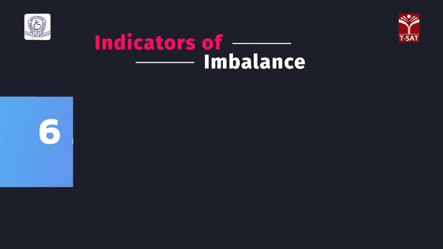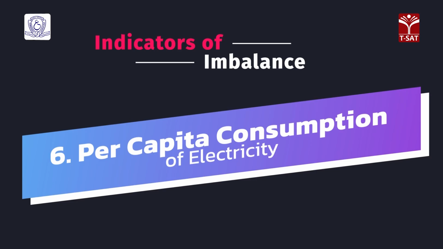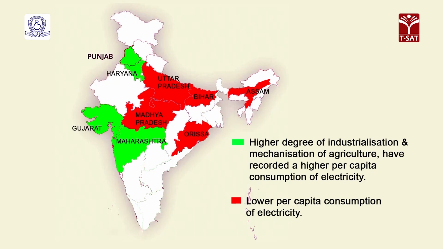Now, per capita consumption of electricity. Per capita consumption of electricity is also another important indicator of regional disparities. States like Punjab, Gujarat, Haryana, Maharashtra, etc., having a higher degree of industrialization and mechanization of agriculture, have recorded a higher per capita consumption of electricity than the economically backward states like Assam, Bihar, Orissa, Madhya Pradesh and Uttar Pradesh.